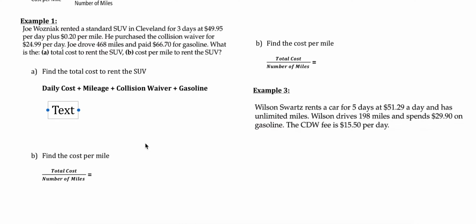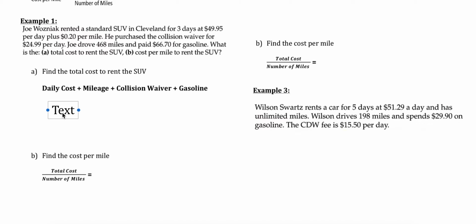All right, so our first example, we have Joe rented a standard SUV in Cleveland for 3 days at $49.95 per day plus 20 cents per mile. He purchased a collision waiver for $24.99 per day. Joe drives 468 miles and paid $66.70 for gas. We want to first find the total cost, and then we also want to find the cost per mile.